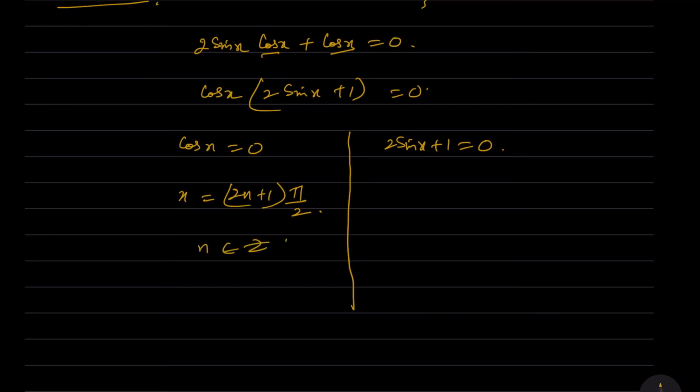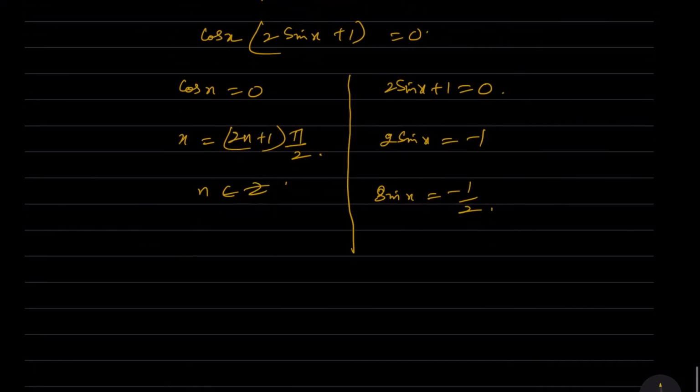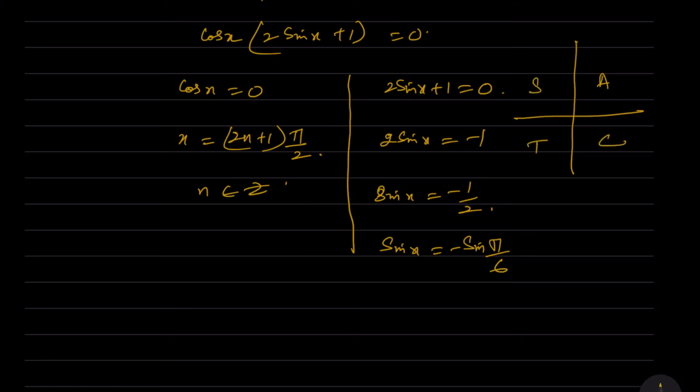Now here, again, you can take it as 2 sin x plus 1 is equal to 0. So you can write this as 2 sin x is equal to minus 1, or sin x is equal to minus 1 by 2. Now you know that where is this negative, or you can write this as sin x is equal to half, sin pi by 6. Now you know that in which quadrant is sine negative? In the third and the fourth quadrant.